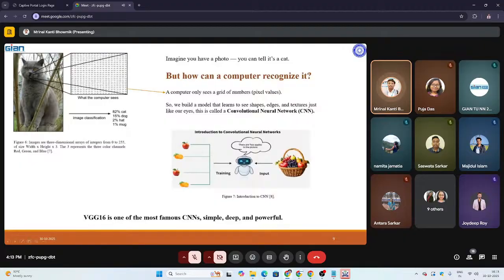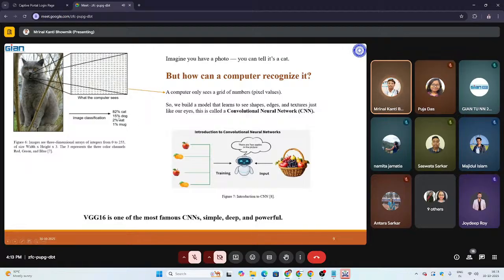Here I've taken an image. This is just a small part of that image, which can also be called a patch. Generally an image consists of pixel values. If we enlarge it, it consists of just numerous numeric values. Imagine you have a photo and you can tell it's a cat, but how can a computer recognize it? A computer only sees a grid of numbers, that is, the pixel values.